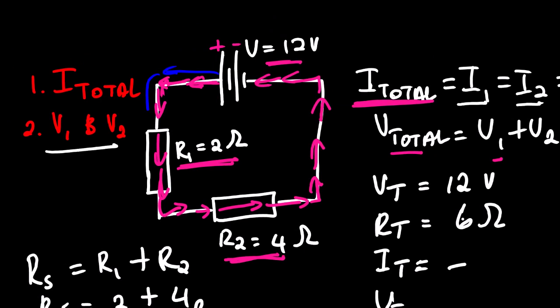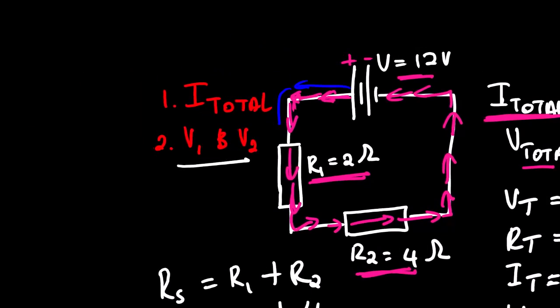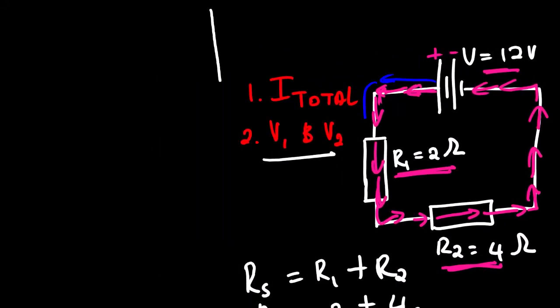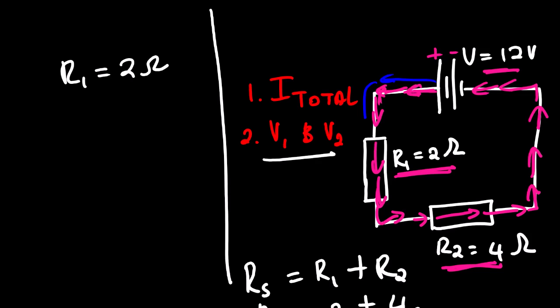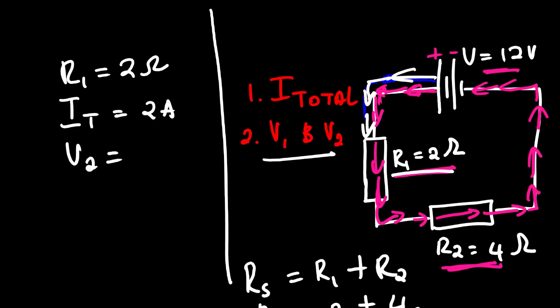So for the second question, which is V1 and V2, focusing on resistor number 1, we have the resistance, which is 2 ohms. We have the current, which is 2 amperes. Now we know the reason why we say I total, because the current which flows directly from the battery will also go through R1. So we are looking for the potential difference, which is V1.